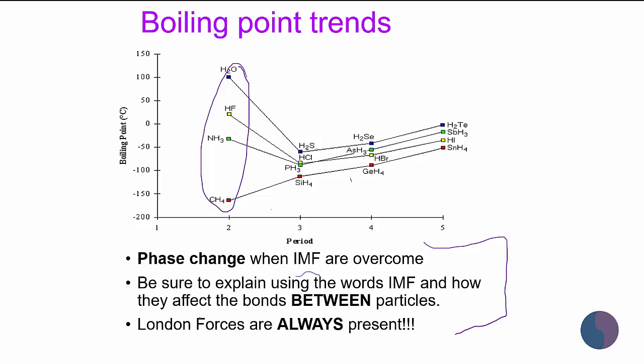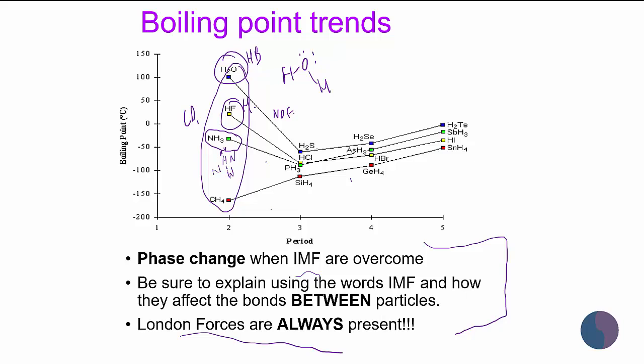And don't forget to say there are London dispersion forces always present. So London dispersion forces for everything. You're going to have to draw the Lewis dot structures for these to be able to see these things. So that one's got H bonding as well. That one is hydrogen bound to an N, O, or F. And so that one's got hydrogen bonding also. This one here is hydrogen bound to an N, O, or F again. And so that one looks like this. And so all three got hydrogen bonding.